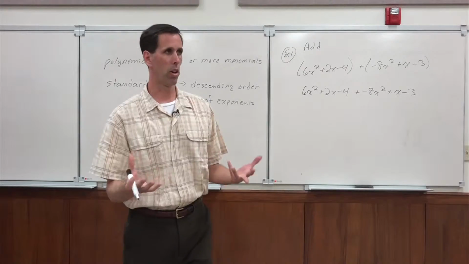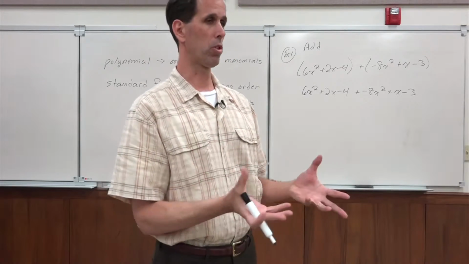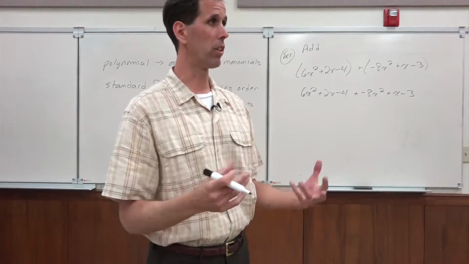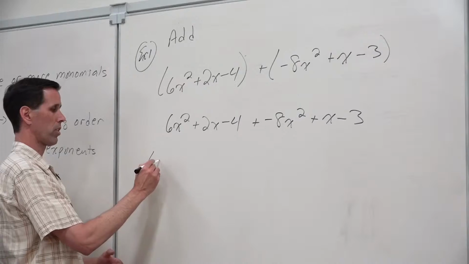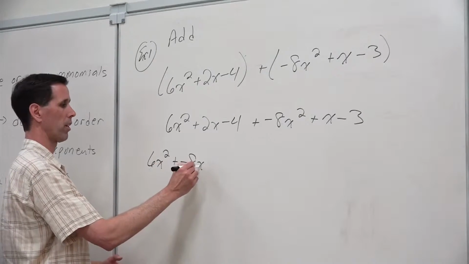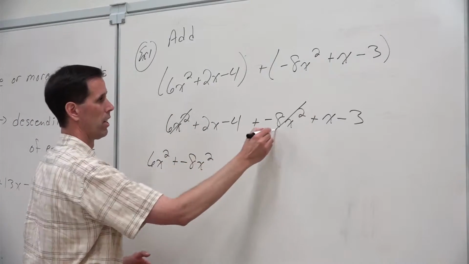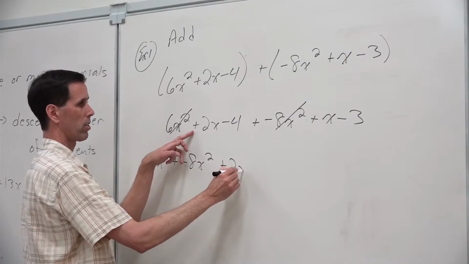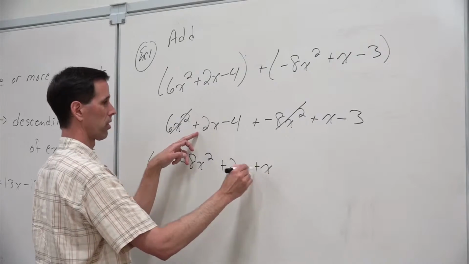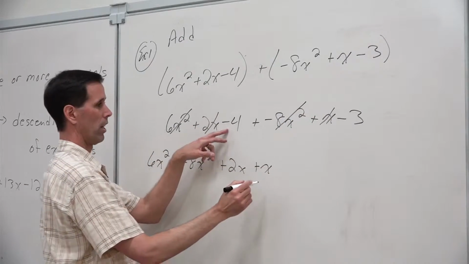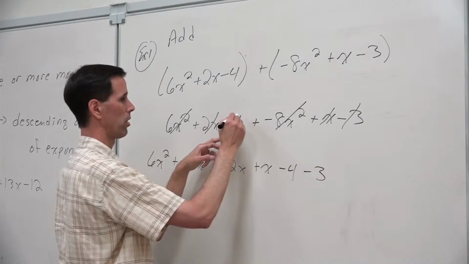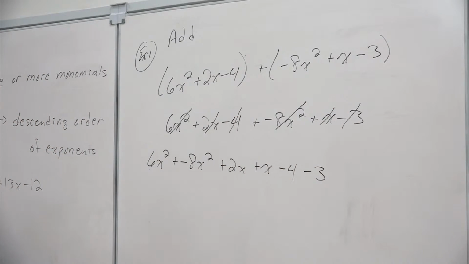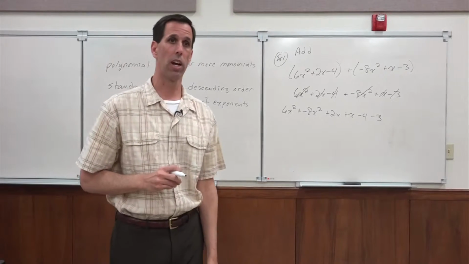Now we're free to do what's called combining like terms, right? We want to put the squared terms together, the x terms together, and your constants together. So if I were you, I would rewrite. We can have 6x squared plus negative 8x squared. We'll put them together. Then we'll go to plus 2x, and it'll go with plus x. They're like terms. And then we'll finish up with our constants. We have minus 4 and then minus 3. And you can lightly scratch through them like that just to make sure you get all your terms accounted for.